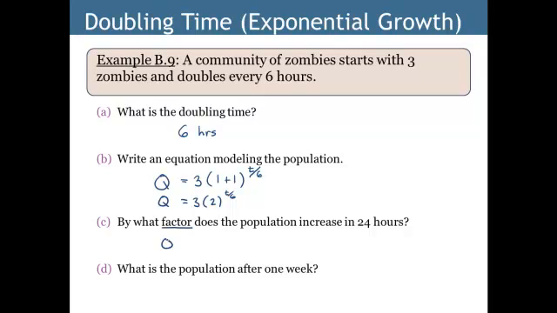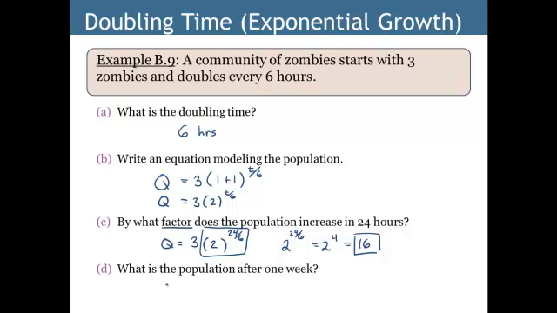So if I had this formula, right, and I wanted to know how many zombies are there after 24 hours, then I would plug in 24 for T, right? Well, what am I multiplying? I'm multiplying the original by all of that. That is the factor. So 2 to the 24 over 6 power. Well, what's 24 divided by 6? That's 4. So 2 to the 4th, what is that? 16. So it increases by a factor of 16 in 24 hours.